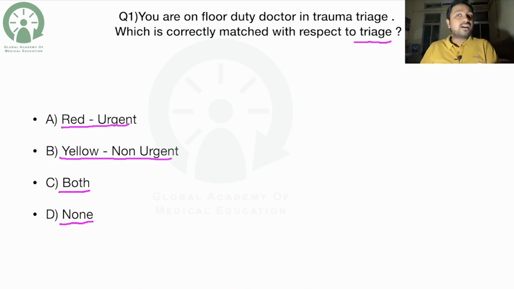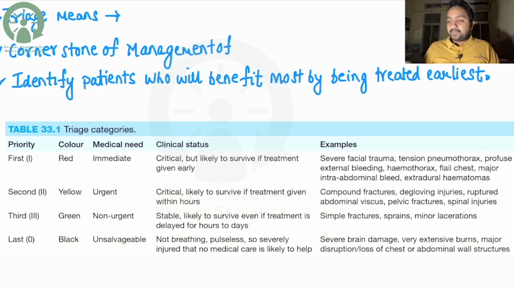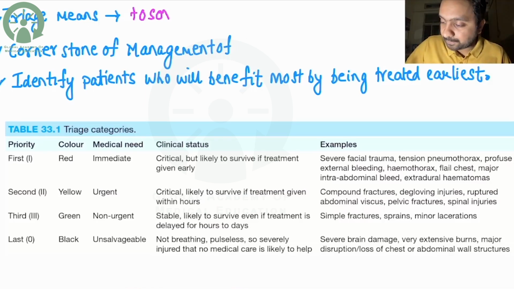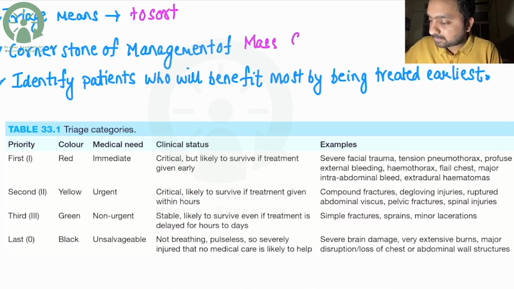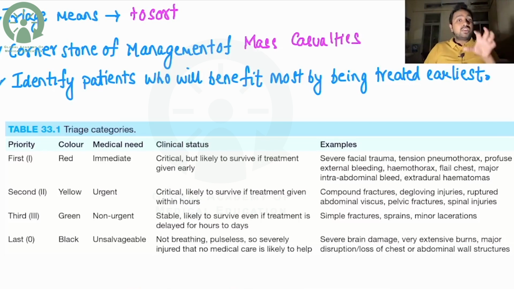So before answering this question, let's understand the important concept, right? So what is triage? Triage means to sort, and it is the cornerstone of the management of your mass casualties. So the main aim of the triage is to identify patients who will benefit most by being treated earliest. So there are 4 categories of triage.